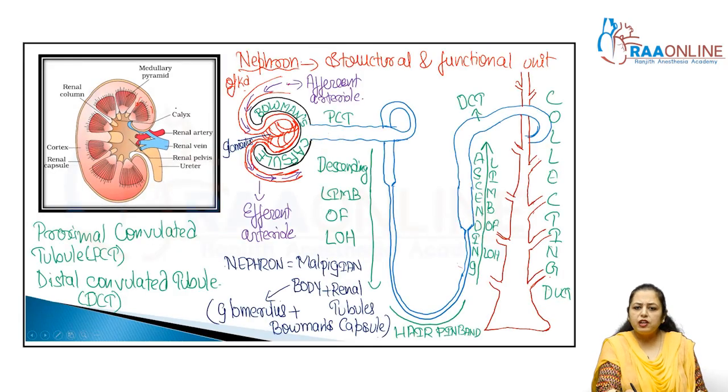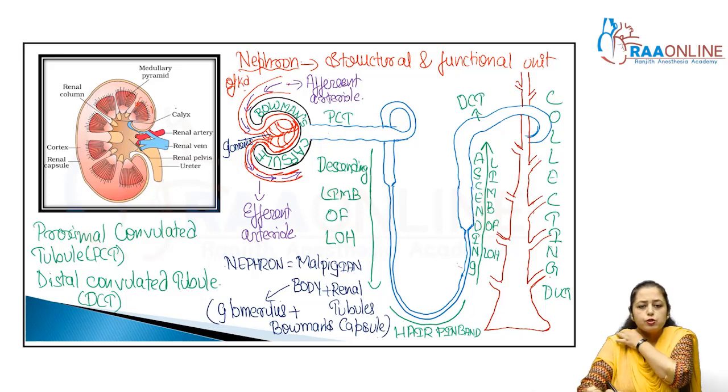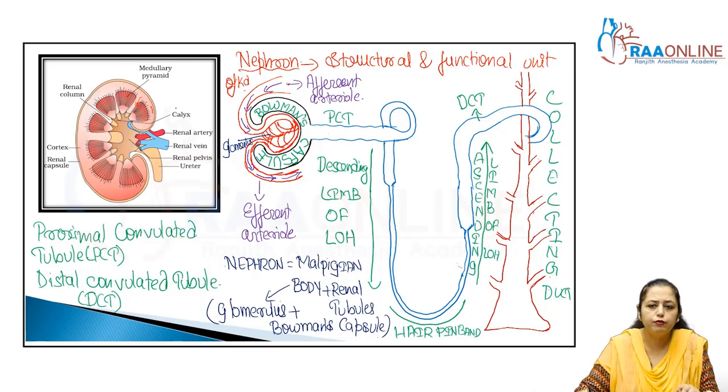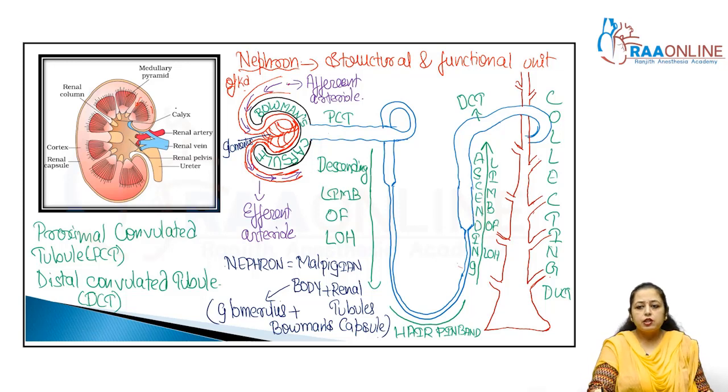So now what will happen? The question is, what is nephron? The nephrons are arranged in both the cortex and medulla regions. The nephron is the structural and functional unit of the kidney. Why structural? We know that each kidney has 1 million complex tubular structures, which are called nephrons. That's why we say it is the structural unit.